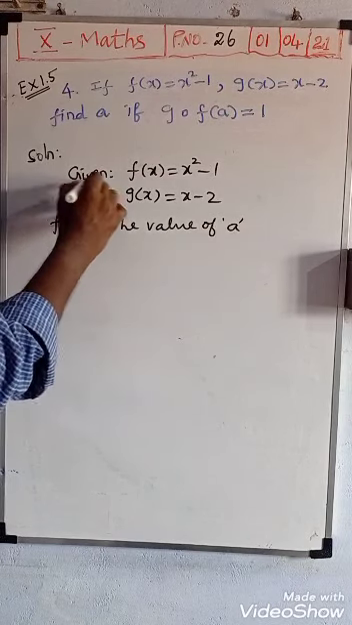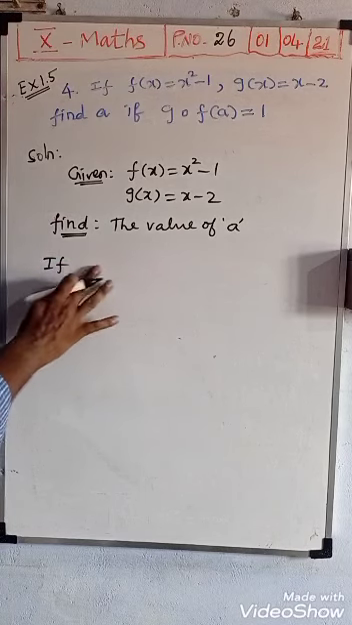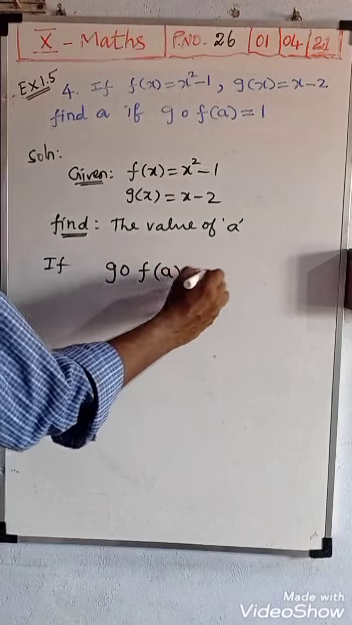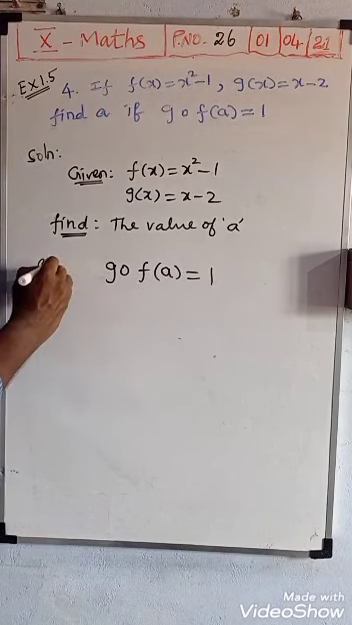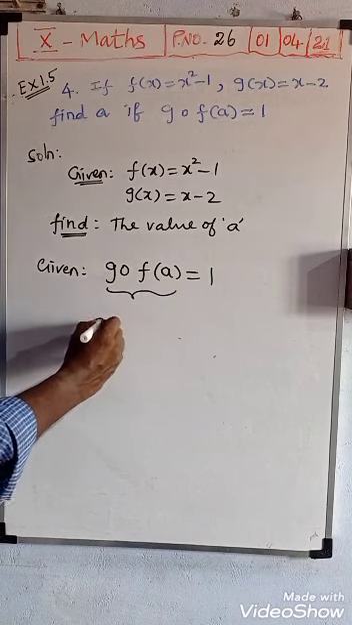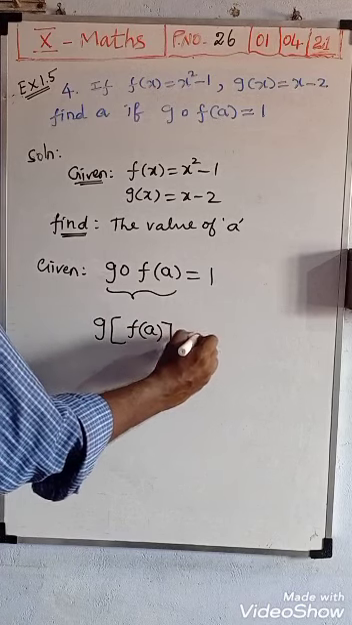For that it is given, G composition f of a is equal to 1. Actually it is given this condition. So this we can write as how? G of f of a. G of f of a is equal to 1.